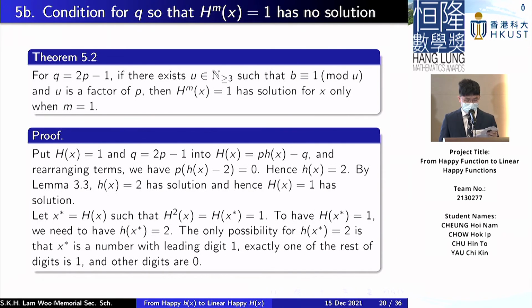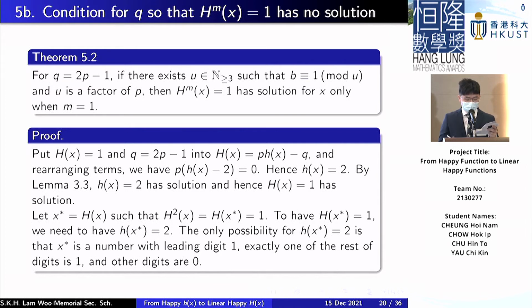Finally, we have proved that for q equals 2p minus 1, if there exists an integer u such that u is greater than 3, a factor of p, and b is congruent to 1 mod u, then Hmx equals 1 has a solution only when m is equal to 1. That means all those happy numbers are only by one iteration.